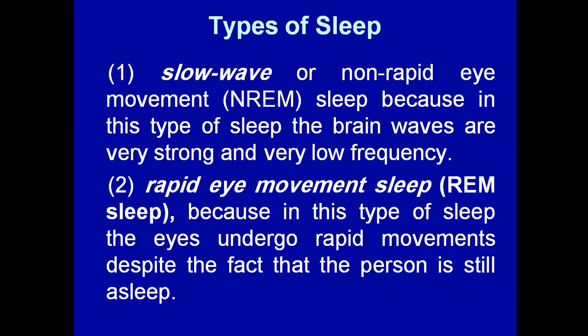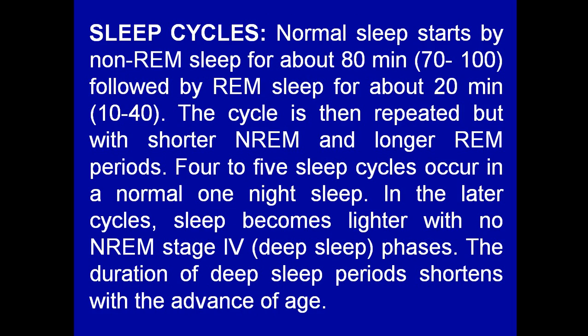Types of sleep. Mainly there are two types: slow wave or non-rapid eye movement sleep, and REM sleep. Why? Because in this type of sleep, the brain waves are very strong and of very low frequency. The second type is rapid eye movement sleep. This is the type of sleep in which there are rapid eye movements despite the fact that the person is still asleep.